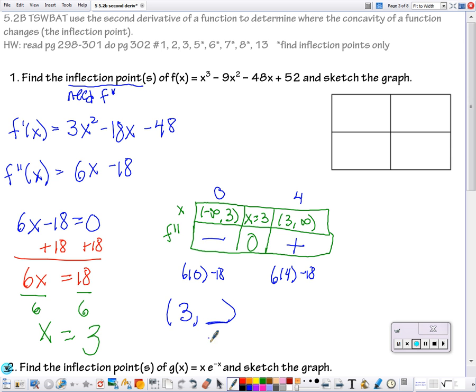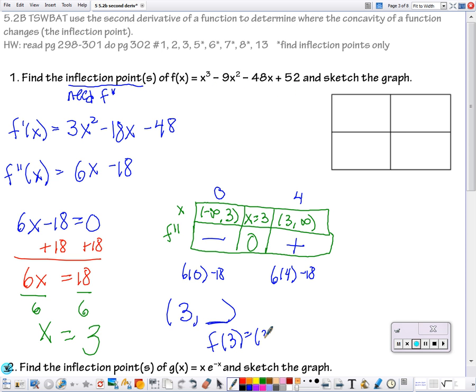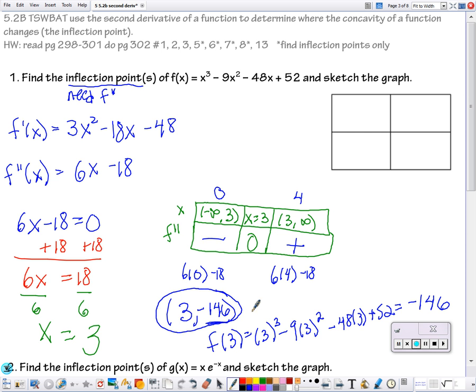Now we need the y coordinate of the point, and we're going to use the original function. We're going to do f of 3, back up here with the original. So take out your calculator so we can calculate that. With your calculator, when you plug 3 back into the original function, a very large negative number, you should get negative 146. So this is the coordinate of the inflection point. And for sketching the graph, you can look at that in your calculator, y equals. You'll know that you have to zoom out very far because of this y value of the inflection point.